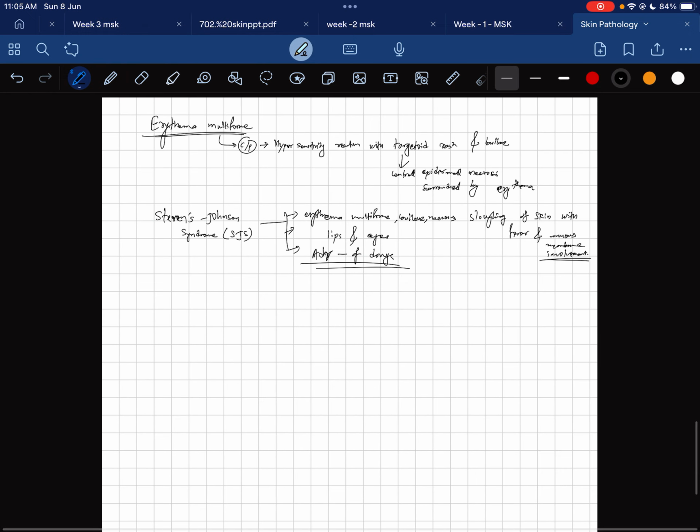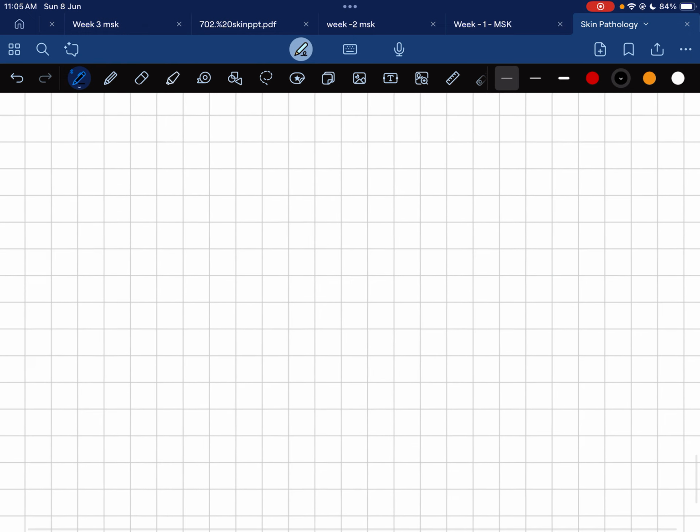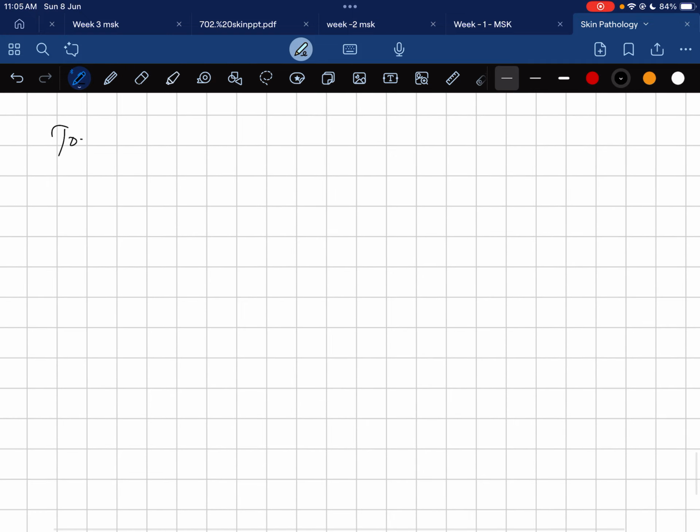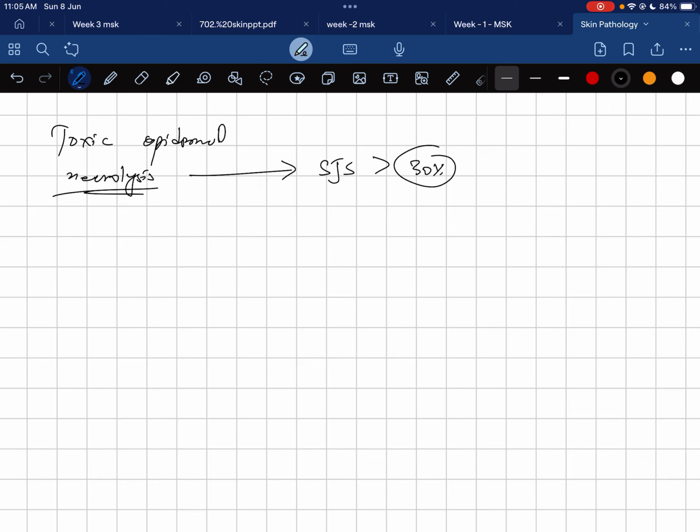Another condition is toxic epidermal necrolysis. Regarding the presentation, there is more than 30% body surface involvement, compared with less than 10% in Stevens-Johnson syndrome. The skin is diffusely involved and the top of the skin resembles a large burn, like a large burn of the skin.